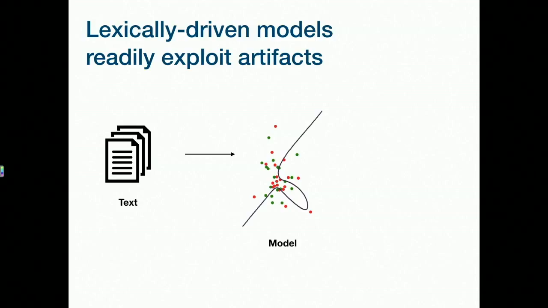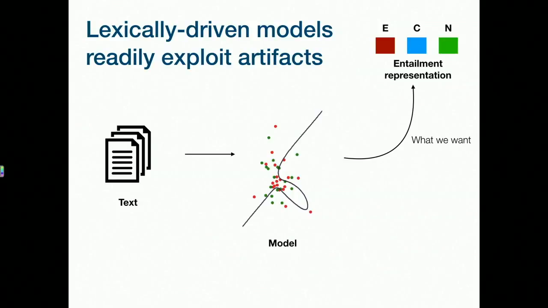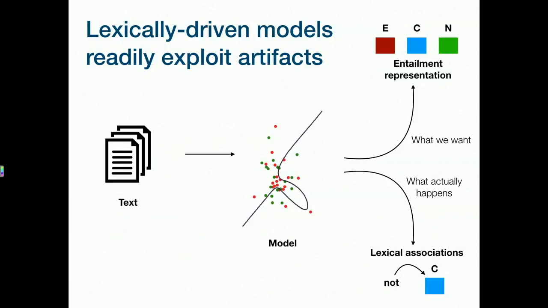Another really important thing to realize is that the reason this is a problem is that a lot of these models are very lexically driven, and they're very susceptible to these artifacts. What we want is a very general representation of entailment that is invariant to these artifacts. But what we see is that these models are making lexical associations between words and surface patterns, like Yejin was mentioning, to these labels. And so we have to really rethink how we're modeling entailment to try to create representations that are really invariant to these problems that we see.